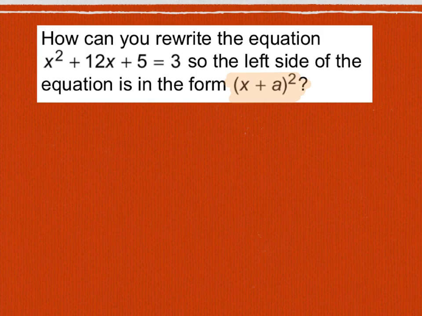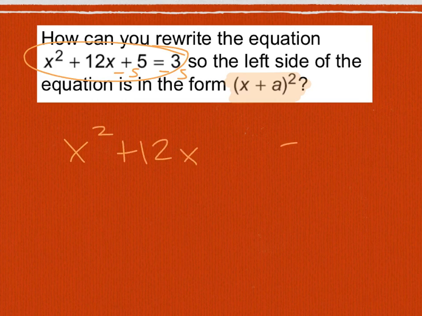So what's the first thing we should do with our equation here? Remember, we want to get the x's all by themselves on one side of the equation. So how do we move that 5? Subtract 5. So we subtract 5 on both sides. So we have x squared plus 12x is equal to, what is 3 minus 5? Negative 2.